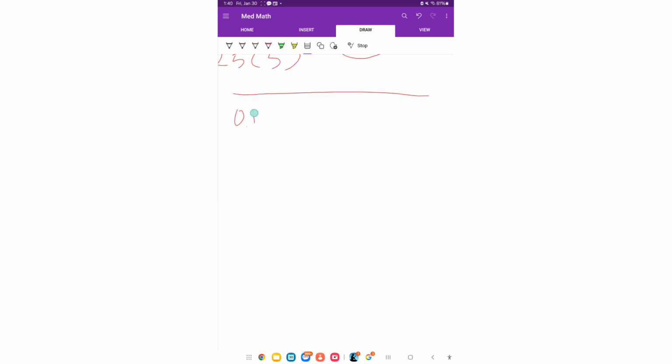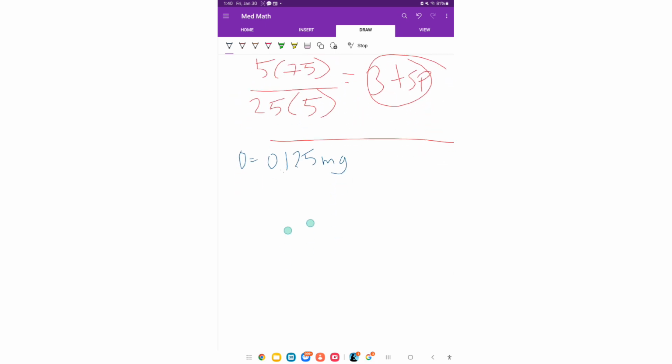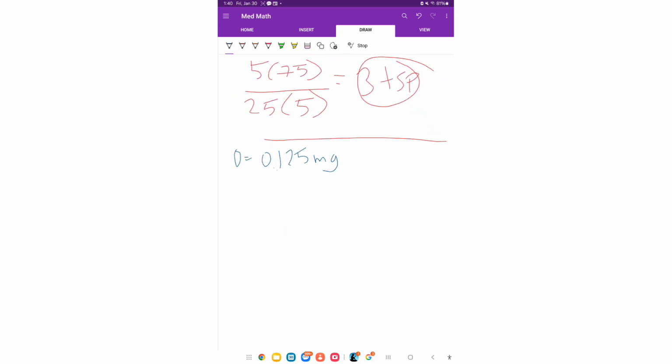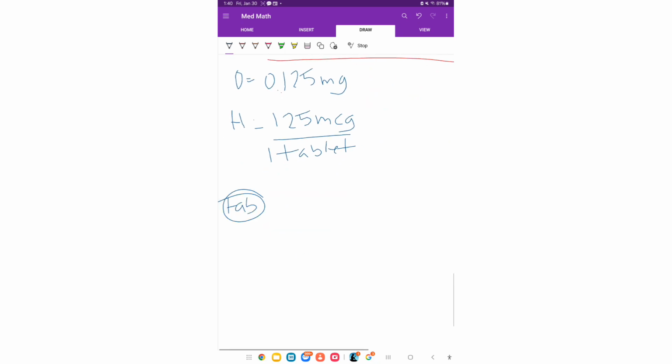Okay. The physician orders 0.125 milligrams of something. Doesn't matter, we're not focused on that. Okay, and the label reads, what we have available, what we have supplied, what we have on hand, is 125 micrograms per tablet. So I'm going to write per tab. Okay, so I know I want to end with a tablet because it's asking how many tablets will I give. So I see that this is right here and I want to end with that. So let me write that down.